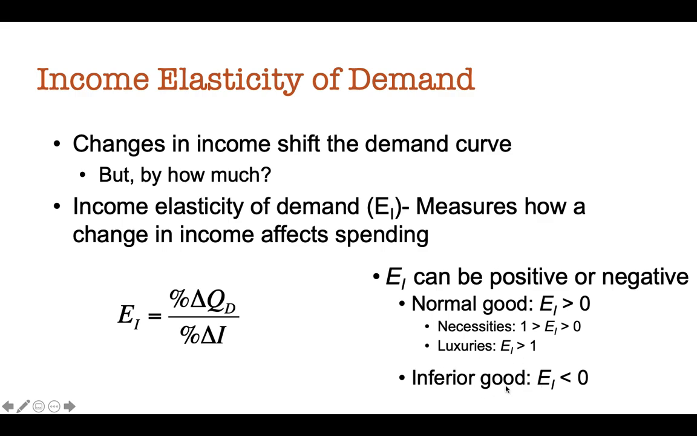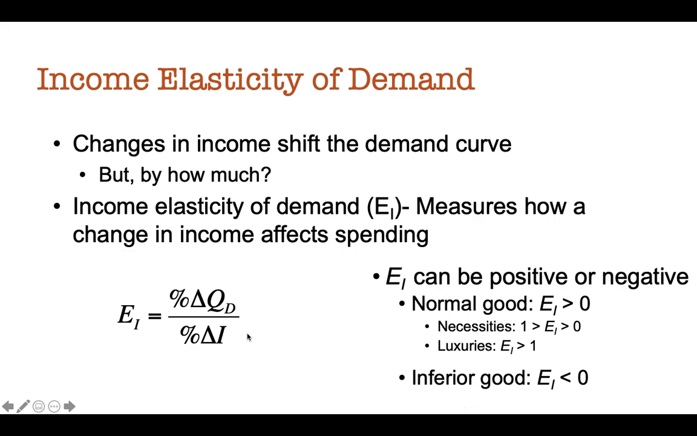On the other hand, inferior goods, they're always negative because when your income moves one direction, your quantity demanded moves the opposite. So the example here that we used in the last topic or the few topics ago for an inferior good would be like ramen noodles.